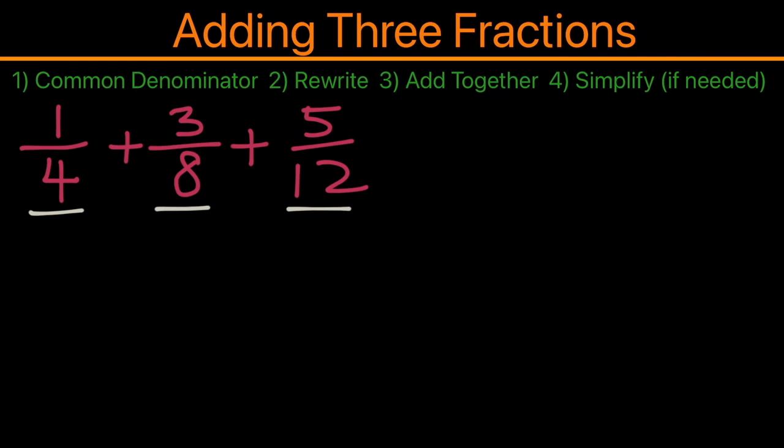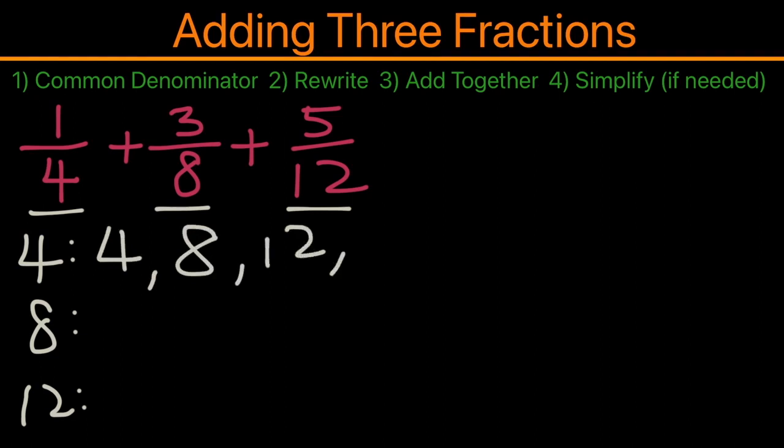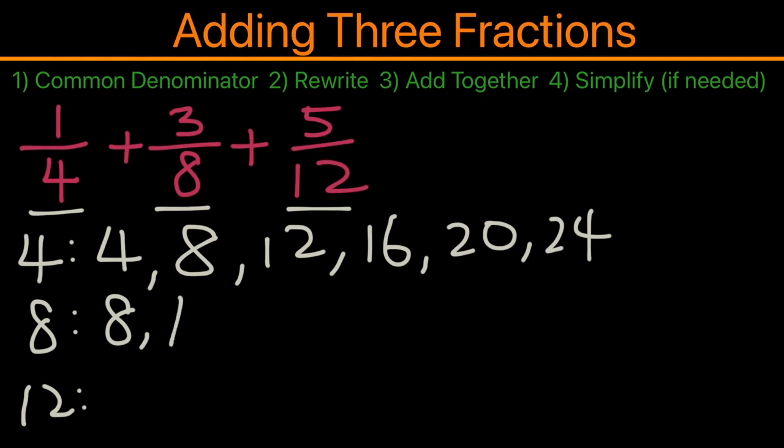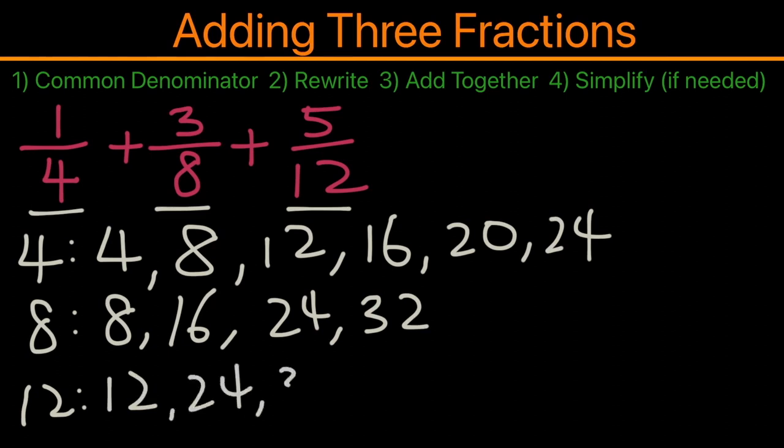In order to do that, we need to list out the multiples, and then we're going to have to find the least common multiple. So for 4, 4 times 1 is 4. 4 times 2 is 8. 4 times 3 is 12. 4 times 4 is 16. 4 times 5 is 20. 4 times 6 is 24. For 8, we will have 8. 8 times 2 is 16. 8 times 3 is 24. 8 times 4 is 32. For 12, we have 12, 24, 36, 48, 60. To find the least common multiple, we need to locate the ones that all 3 numbers have in common.